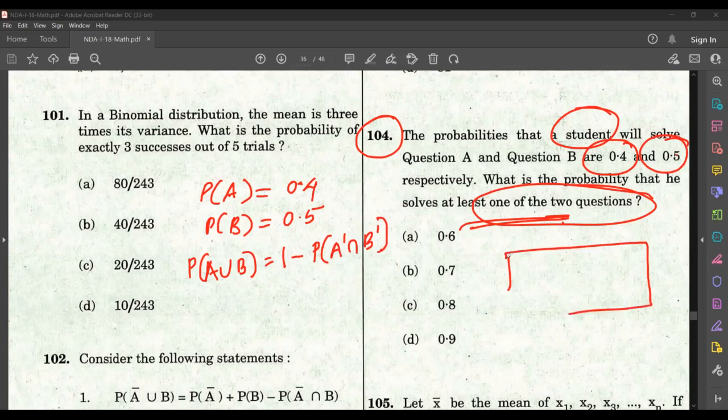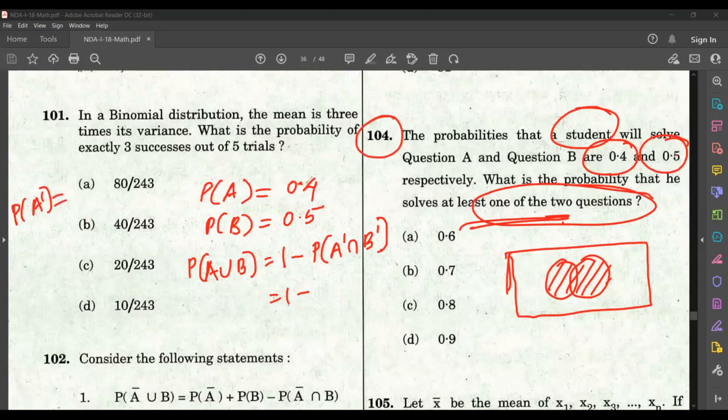If you want, you can refer to the Venn diagram. If this is A, this is B, this is A union B. That is 1 minus P of A complement intersection B complement. So what is A complement intersection B complement? P of A complement means 1 minus 0.4, that is 0.6. P of B complement means 1 minus 0.5, that is 0.5. So put here, that is 0.6 into 0.5.